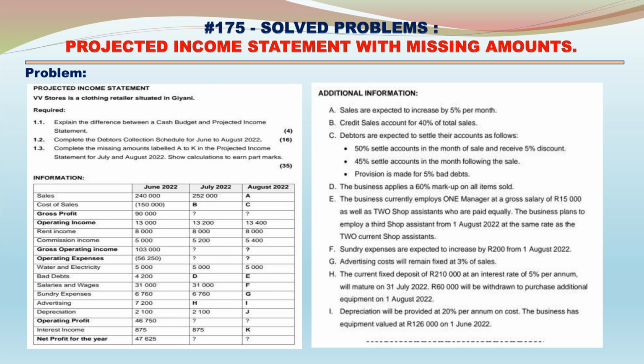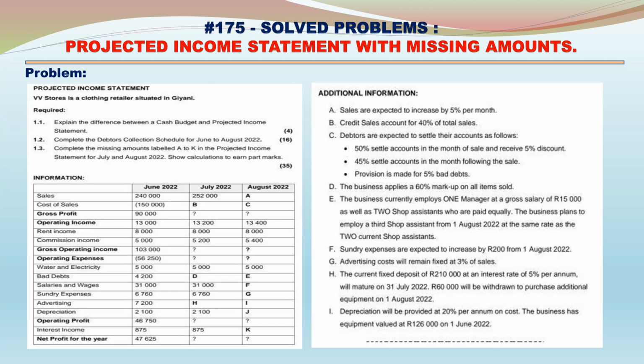Additional information given. For A, sales are expected to increase by 5% per month. B, credit sales amount to 40% of total sales. C, debtors are expected to settle their accounts as follows: 50% settle accounts in the month of sale and receive a 5% discount; 45% settle accounts in the month following the sale. Provision is made for 5% bad debts. D, the business applies a 60% markup on all items sold.